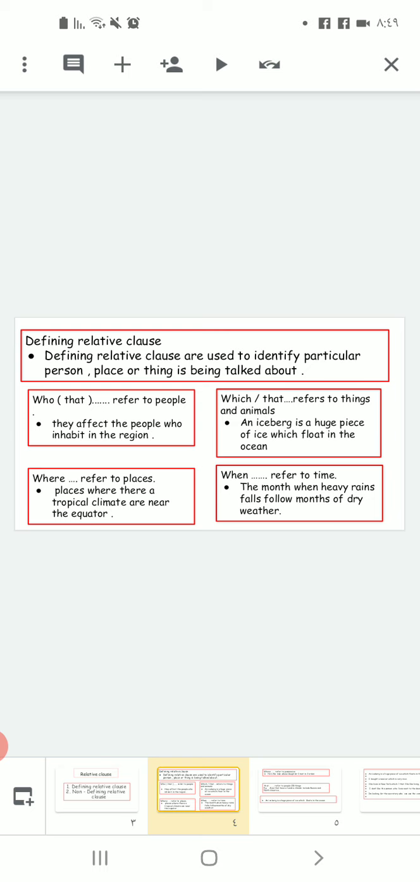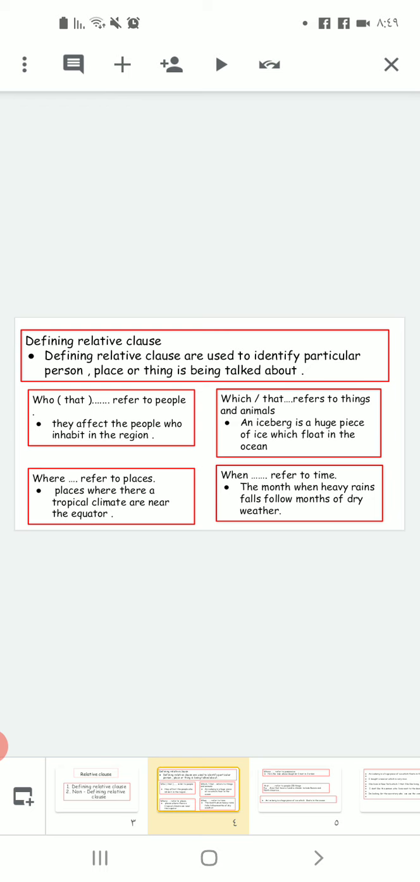But what are the tools of defining relative clauses? The tools are who, which, where, when, whose, and that. Who: we use who to refer to people. For example, they affect the people who inhabit the region.